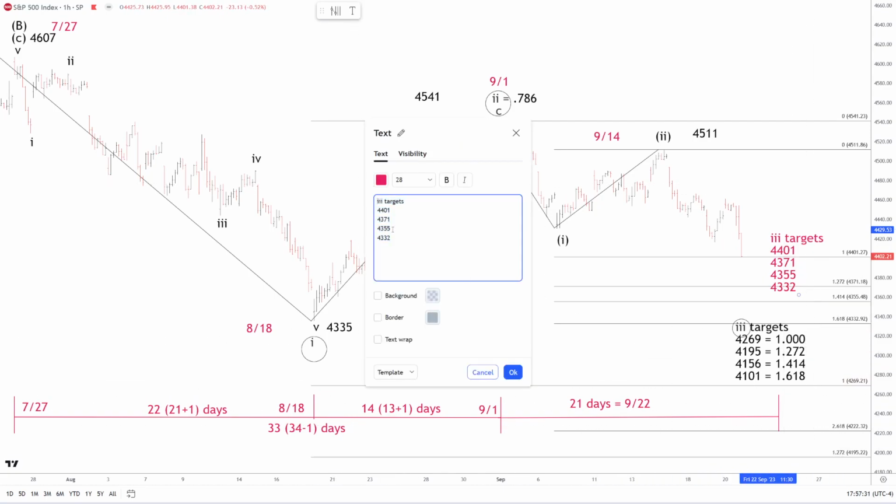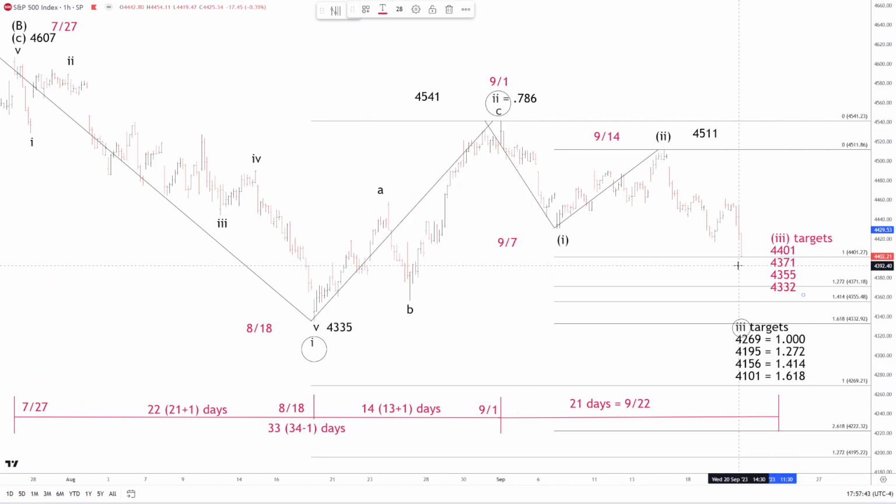I didn't put those parentheses on there. Bear with me while I adjust this chart. There we go. Okay, there are those wave 3 targets. You can see that it hit right on the 1-to-1 ratio at 4401 today. This is the S&P 500 right at the close. It closed on that low.